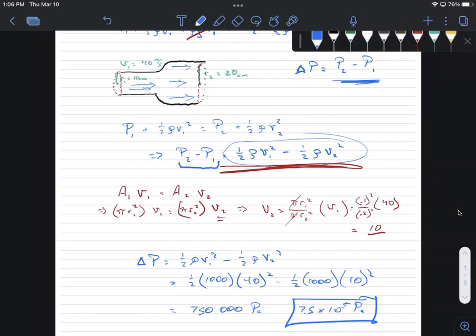Sometimes, however, you don't know all the numbers. Like in this case, we didn't know V2. So we have to use something else, the continuity equation, to solve for V2. So you do whatever it is you have to get those numbers. And then once you have all the numbers you need, plug all the numbers into the Bernoulli equation you solved for and get your answer.